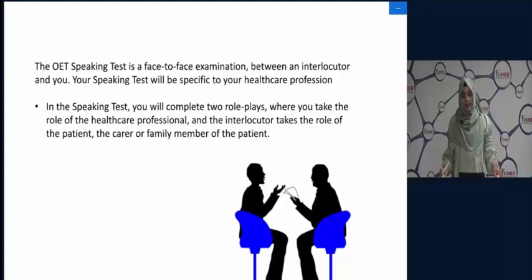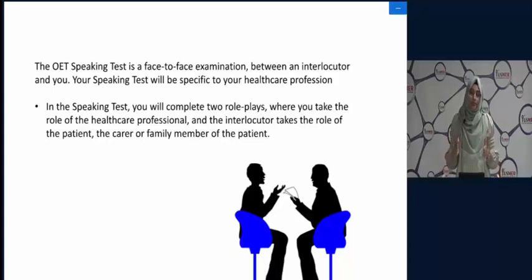The OET speaking test is a face-to-face examination between an interlocutor or examiner and you. Your speaking test will be specific to your healthcare profession. In the speaking test, you will complete 2 role plays where you take the role of the healthcare professional and the interlocutor takes the role of the patient, the carer, or a family member of the patient.